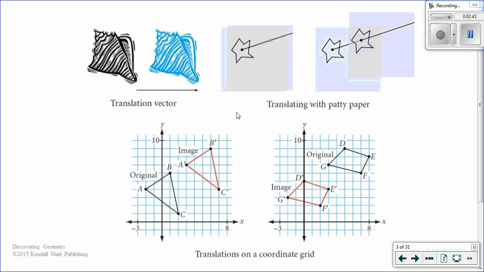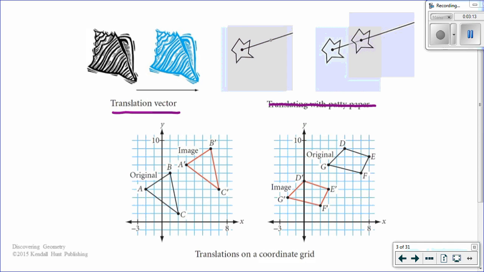All right, so another thing that you're going to be seeing is this translation vector. A translation vector is just a line across which an original image is slid. You slide it across a particular line. That's called a translation vector. Let's not worry about this patty paper. We may work with that in class. But just think of the vector again as a line which you are sliding something across.